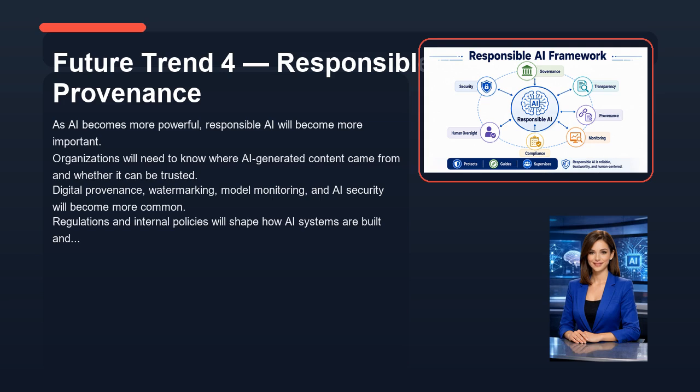Regulations and internal policies will shape how AI systems are built and deployed. AI governance will become part of normal business management. The safest AI systems will combine innovation with transparency, accountability, and human oversight.